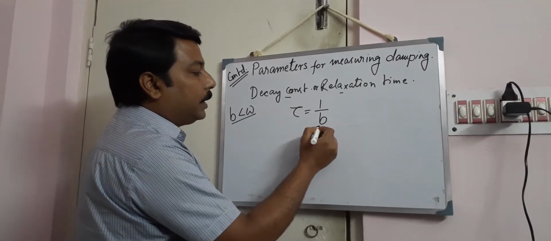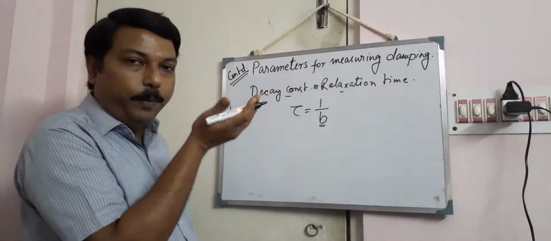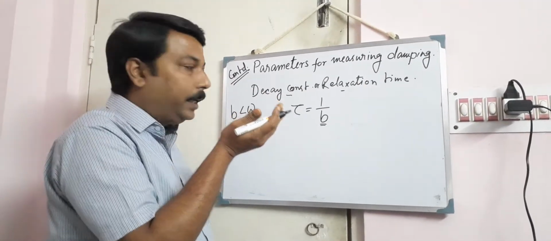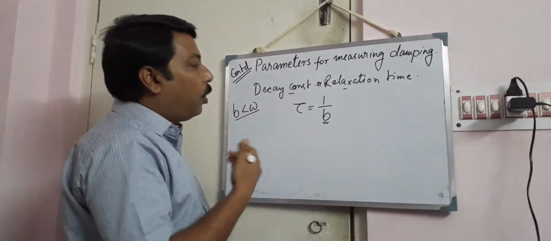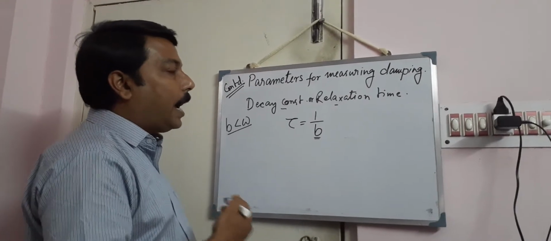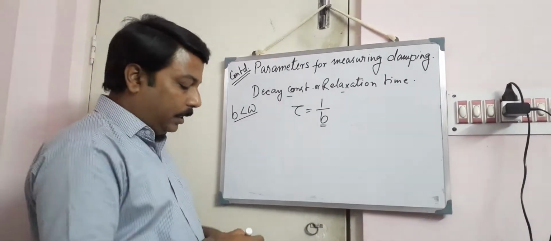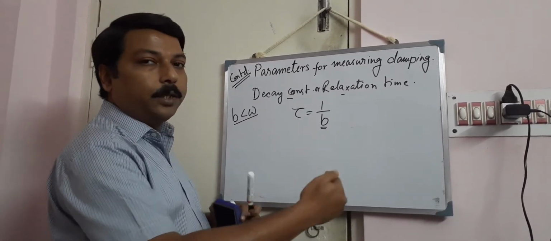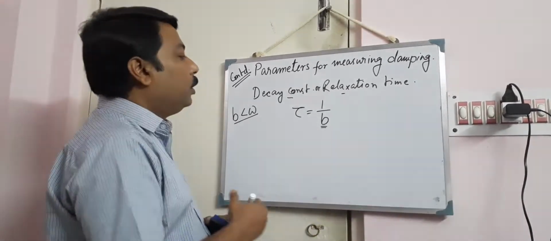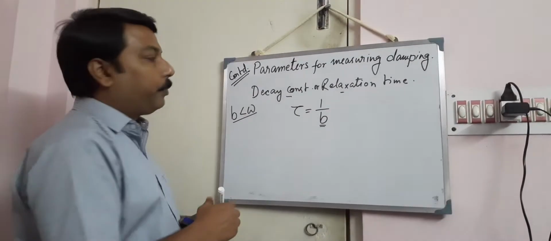So what it means is that if you increase the value of b, that means if the damping is slightly increased, then the relaxation time will reduce. Or in other words, we say that higher the amount of damping present, less will be the time for which the oscillation is going to continue, and vice versa.